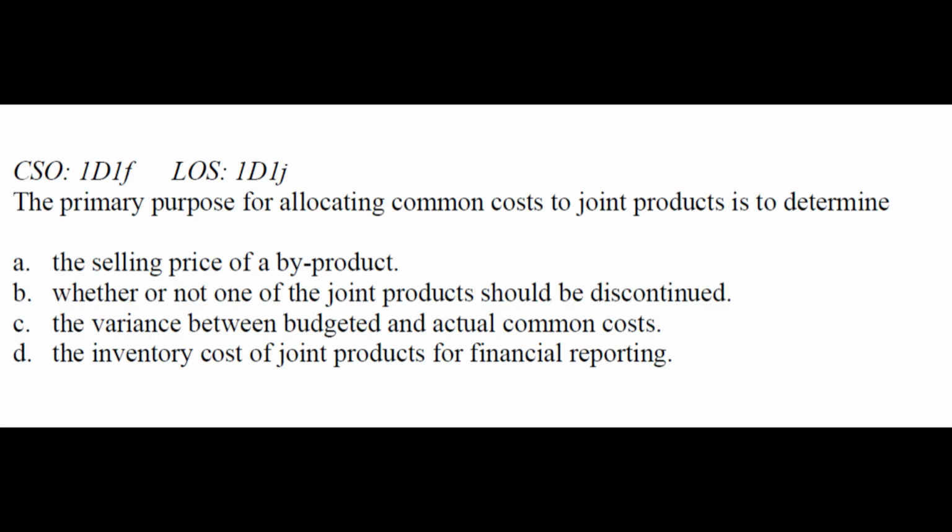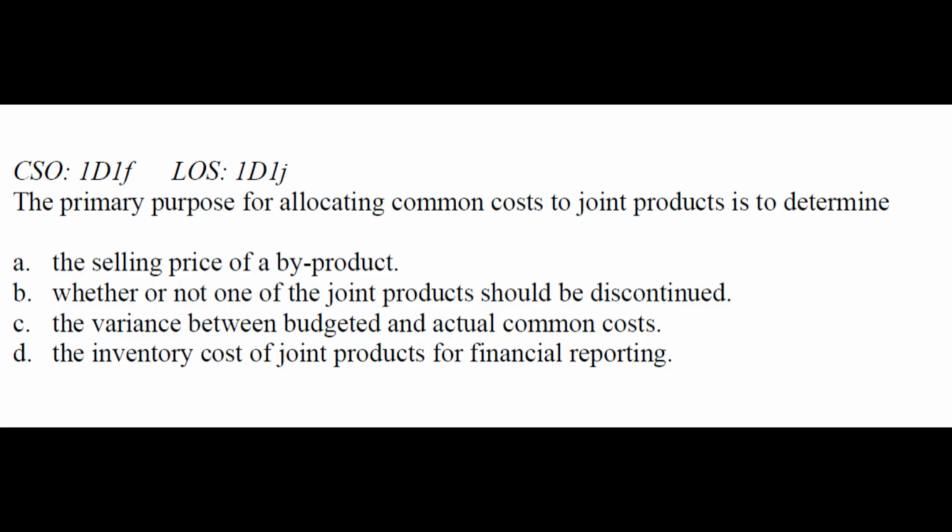A. The selling price of a byproduct. Incorrect. Selling price is determined by the market, not by cost allocation. B. Whether or not one of the joint products should be discontinued. Incorrect. Joint costs are irrelevant for discontinuation decisions because they are sunk costs. C. The variance between budgeted and actual common costs. Incorrect. Variance analysis applies to controllable costs, not allocated joint costs.